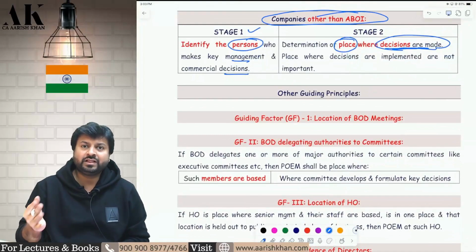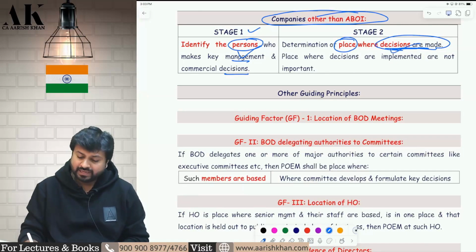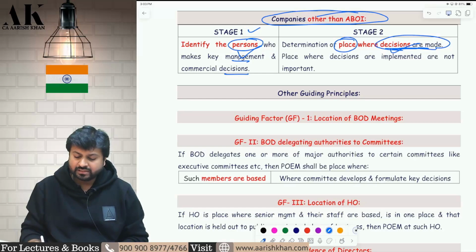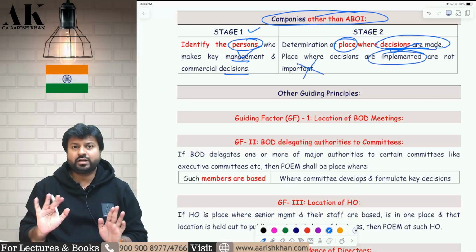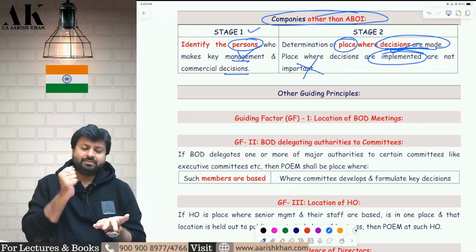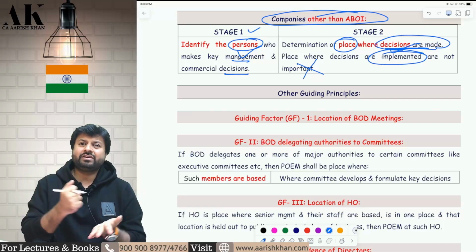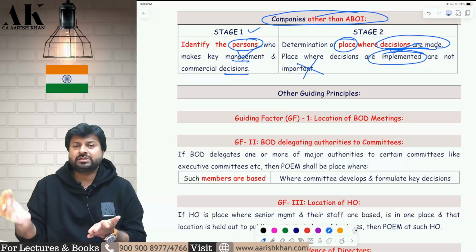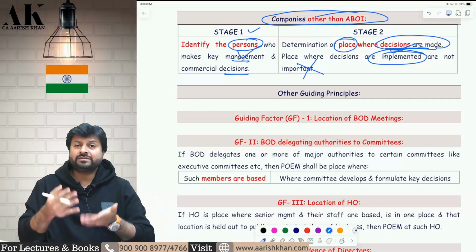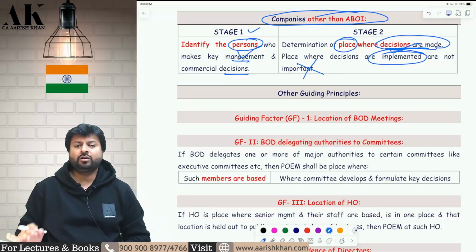So if you do not fulfill the ABOI test, then you need to find out the person who makes commercial decisions, the place where commercial decisions are taken. Plus, important point, the place where commercial decisions are implemented is not important. The place where it is taken is important. Suppose I am sitting in Bombay and I am taking a decision that I want to invest in Singapore, then Singapore is not relevant for me. Bombay is relevant. Singapore is the place where the decision is implemented. Bombay is the place where the decision is taken. The place where the decision is taken is more important than the place where decisions are implemented. I hope it is clear to all of you.